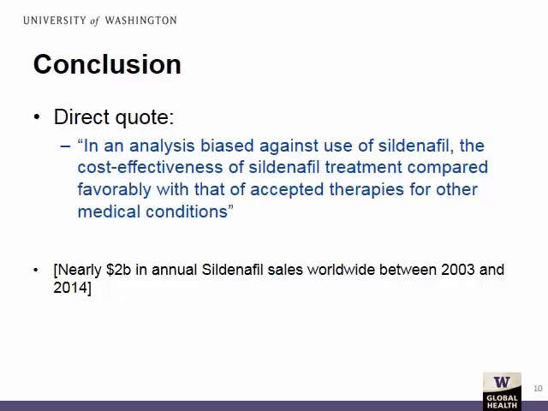So the conclusion, and this is a direct quote, they said that in an analysis biased against the use of sildenafil, the cost effectiveness of sildenafil treatment compared favorably with other accepted therapies for other medical conditions. And just as a side note that I added here, it's nearly $2 billion in annual sildenafil sales worldwide between 2003 and 2014. So it's a major drug, and it ended up being one of these drugs that is used by a large number of people.